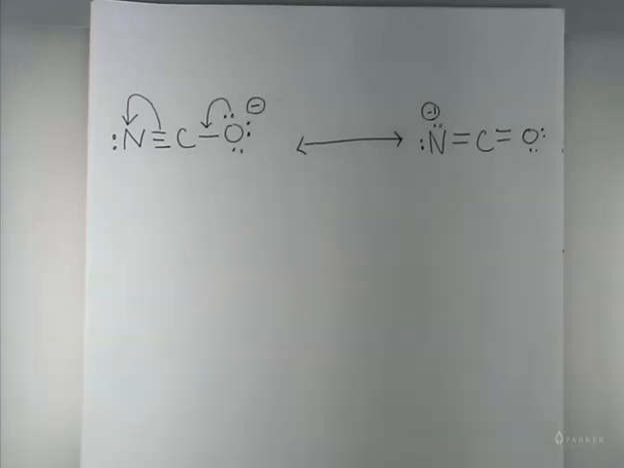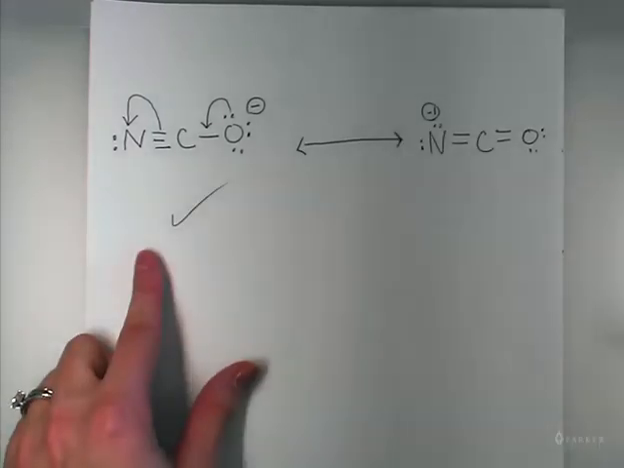So either you're usually looking at an octet rule, or where the negative charge is located, and then the final one that comes up quite a bit also would be the number of formal charges. So this one is the best.